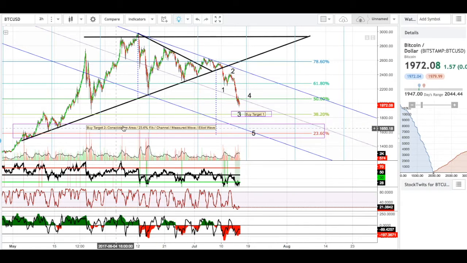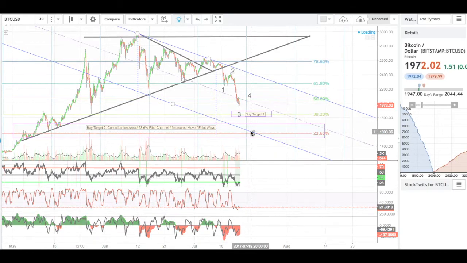given these 4 reasons, consolidation, 23.6 fib, the channel, the measured move, and Elliott wave, I have reason to believe that Bitcoin is going to fall all the way down to the $1,600 range. So from the 2 hour, let's go to the 30-minute.